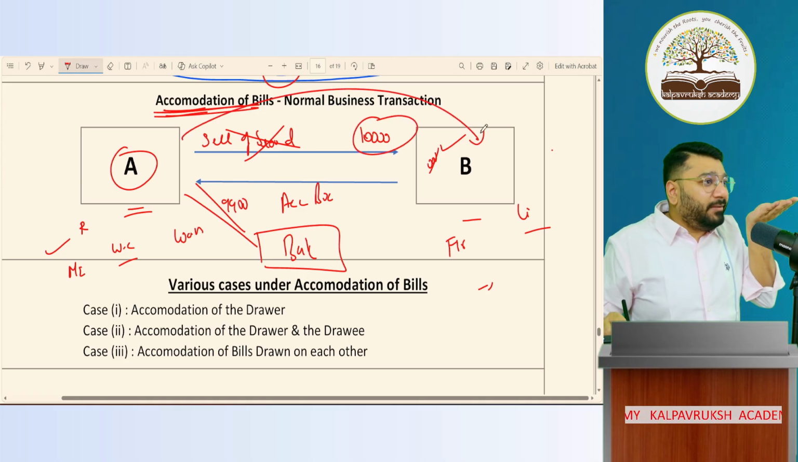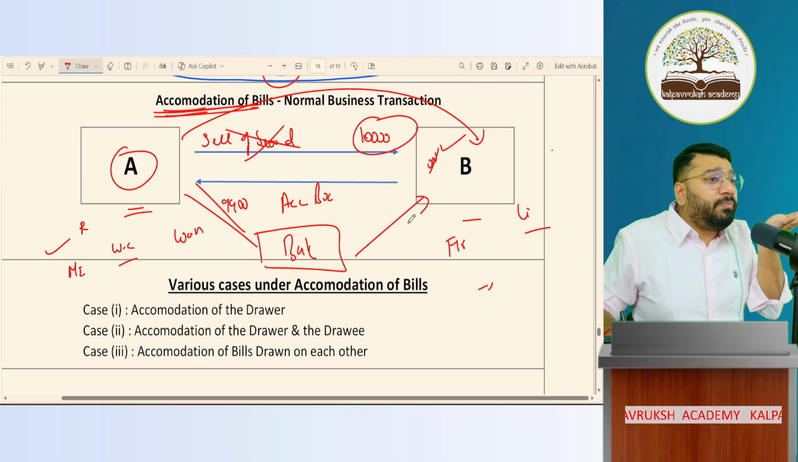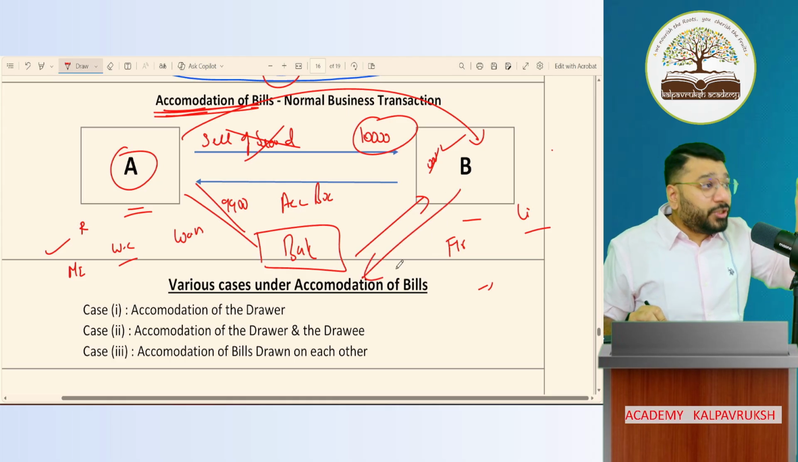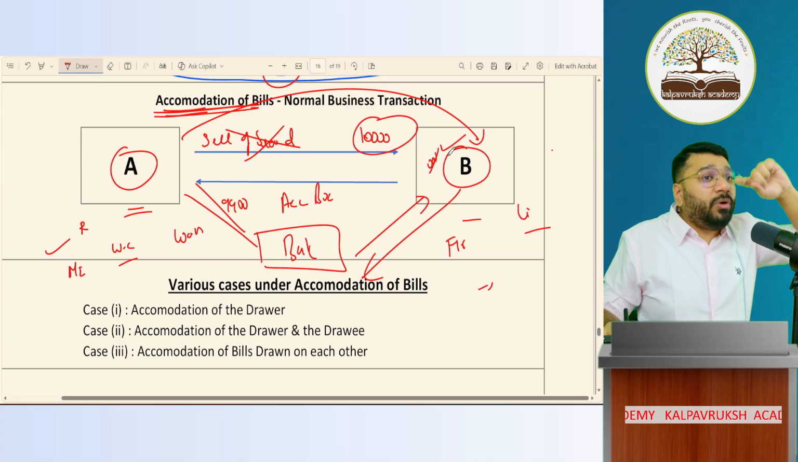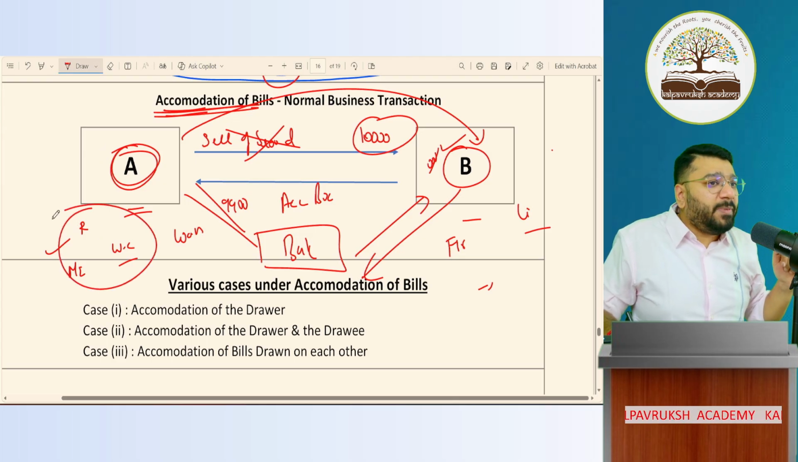So B has money in hand to pay. So on the maturity date, when the banker is presenting the bill to B, B will make the payment with the help of A's money. Got it, not got it? So in this entire process, B is only trying to help A. So A got money to make the payment to all these people also. At the same time, what happened?